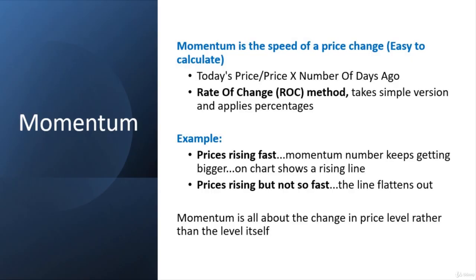So for example, if prices are rising fast, the momentum number that you can use as an indicator is going to keep getting bigger. And on a momentum chart, and we'll see some examples of that later in this section, it's going to show a rising line, right? So if you see a rising line, that shows prices are rising fast. If the prices are rising, but not so fast, the line will start to flatten out, right? You're going to see that line not be as steep. It's going to start to flatten out as prices are rising, but not that fast.